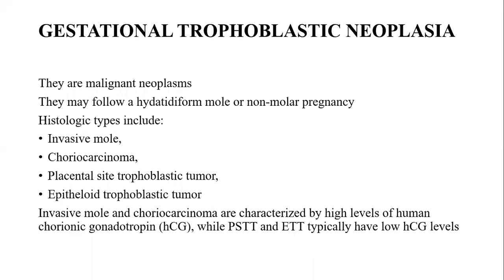So for the gestational trophoblastic neoplasia, these are malignant neoplasms. As you already indicated, most usually follow a complete mole. Then the histologic types, as I already mentioned, include the invasive mole, choriocarcinoma, placental site trophoblastic tumor, and epithelioid trophoblastic tumor. So for the first two, the invasive mole and choriocarcinoma are usually characterized by high levels of HCG, while the last two are typically associated with low HCG levels.